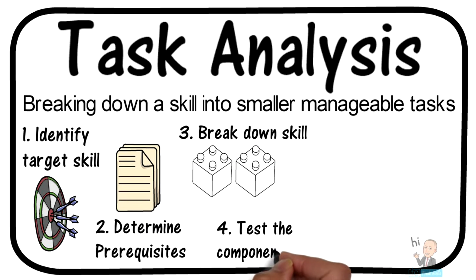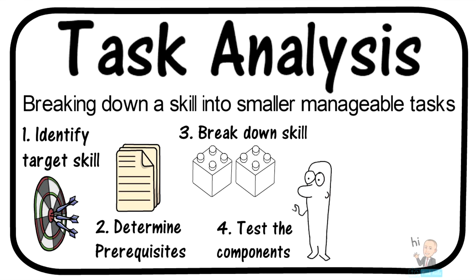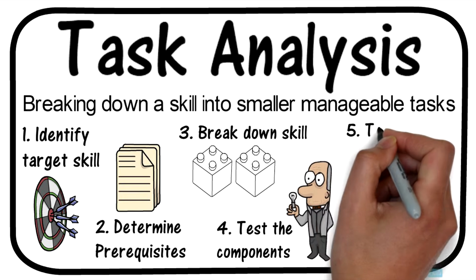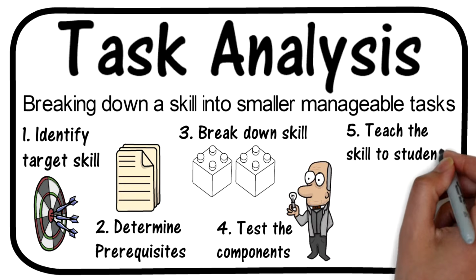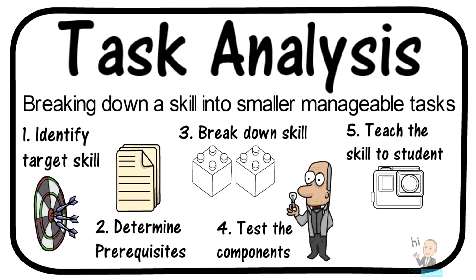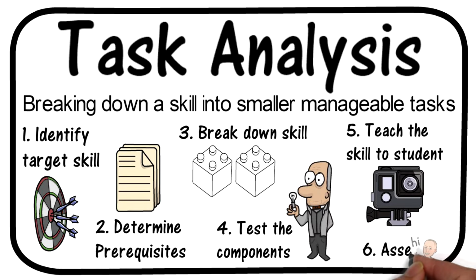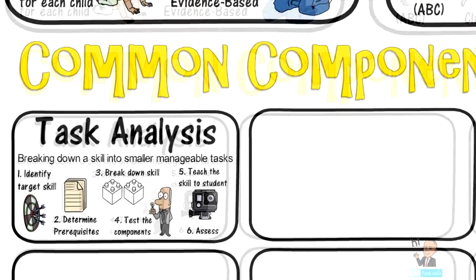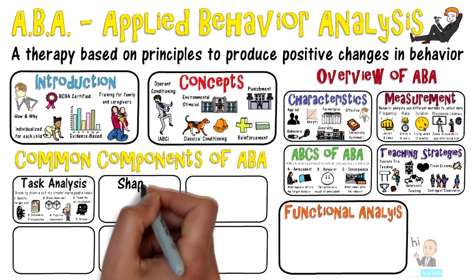Number 4, test the components. Test each component for yourself. Consider the student's perspective. You have to teach the skill to the student. Often, ABA therapists use videos to show their students the exact way of doing the skill. And last, assess the student in various situations. Moving on to shaping.